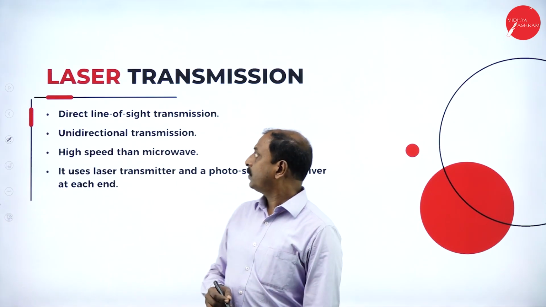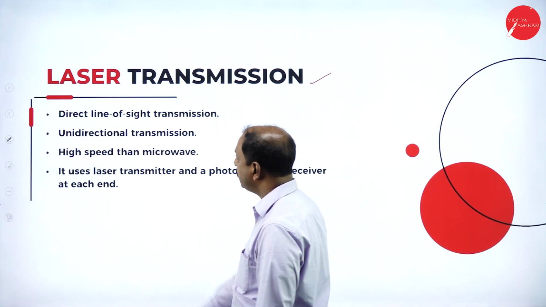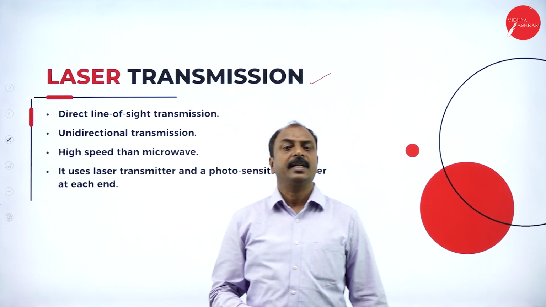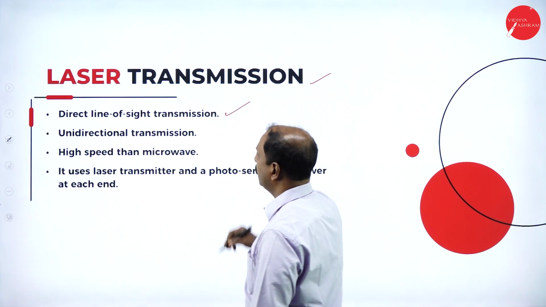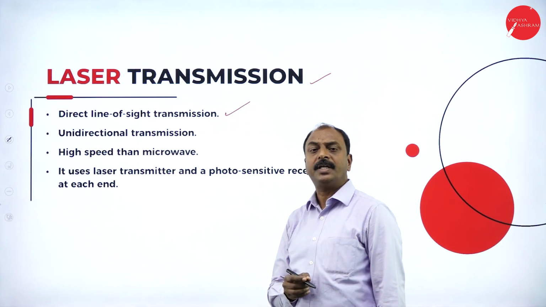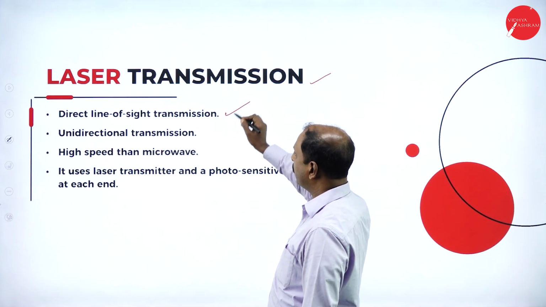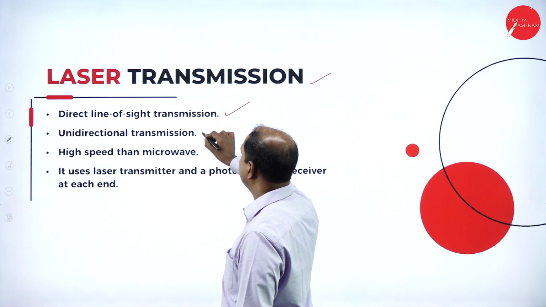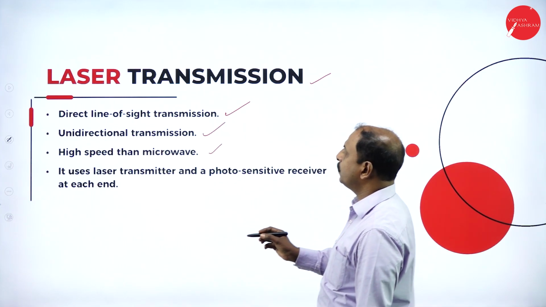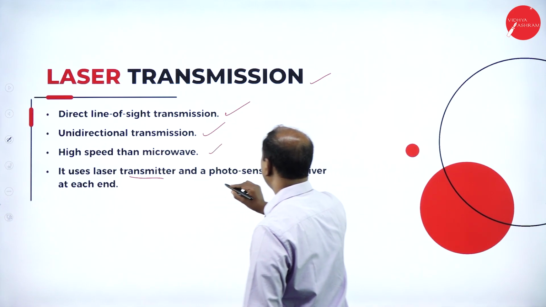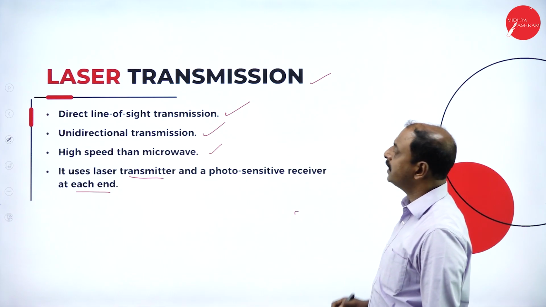Next one is laser transmission. Another type of communication is laser transmission. You might have heard about laser lights and laser transmission. What is it? It's a direct line of sight transmission. What is the meaning of direct line of sight? It cannot penetrate or bend. That's the meaning of direct line of sight transmission. It is unidirectional transmission, higher speed than microwave, and it uses a laser transmitter and a photosensitive receiver at each end. So this is laser transmission.